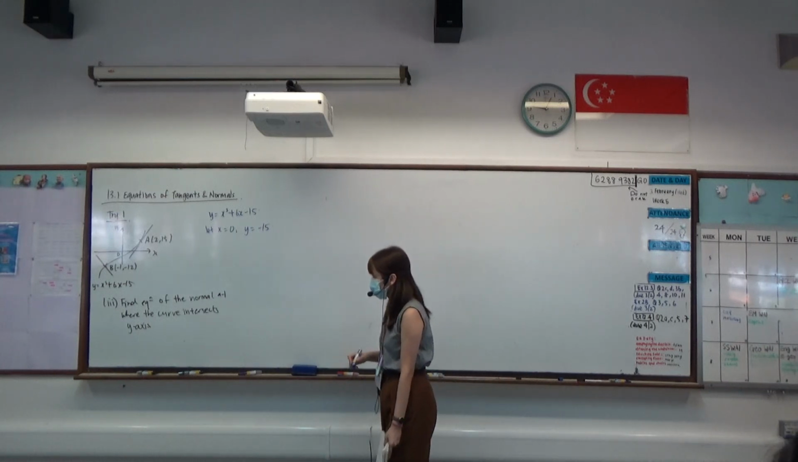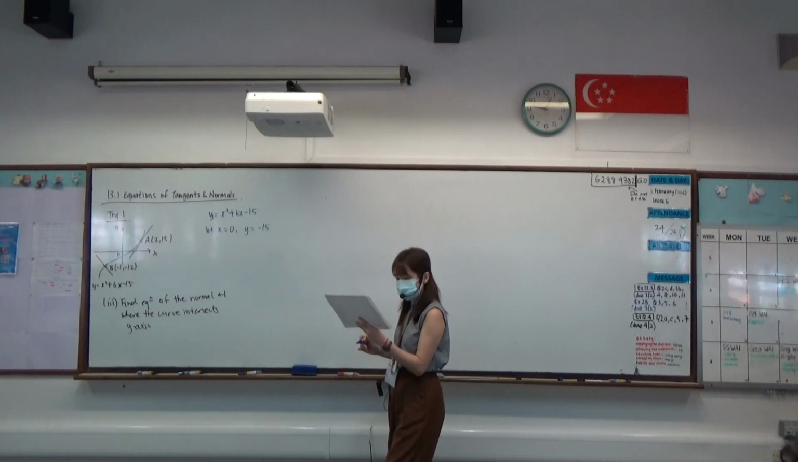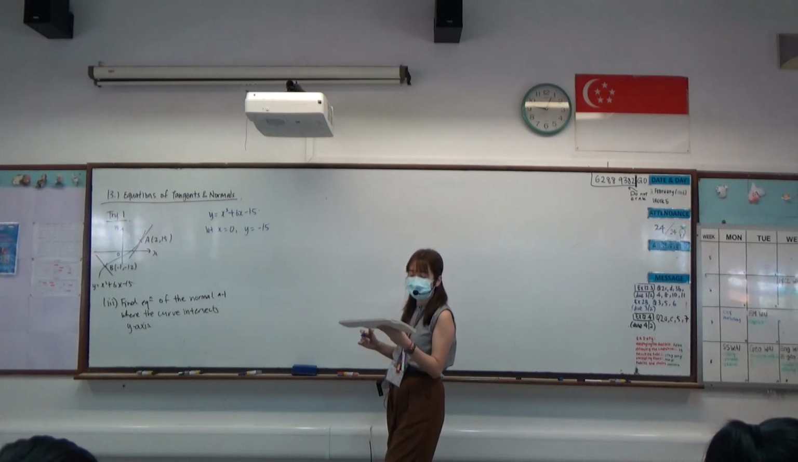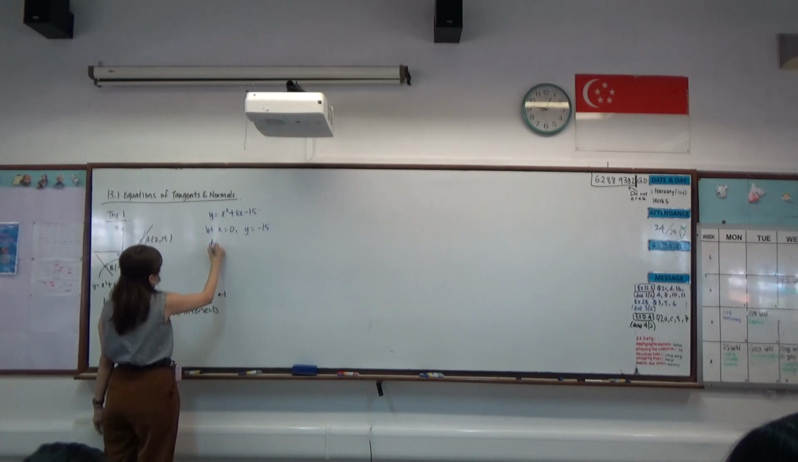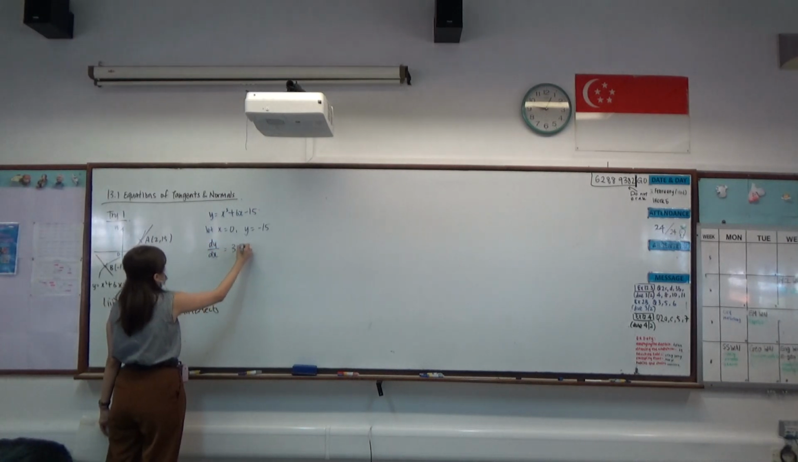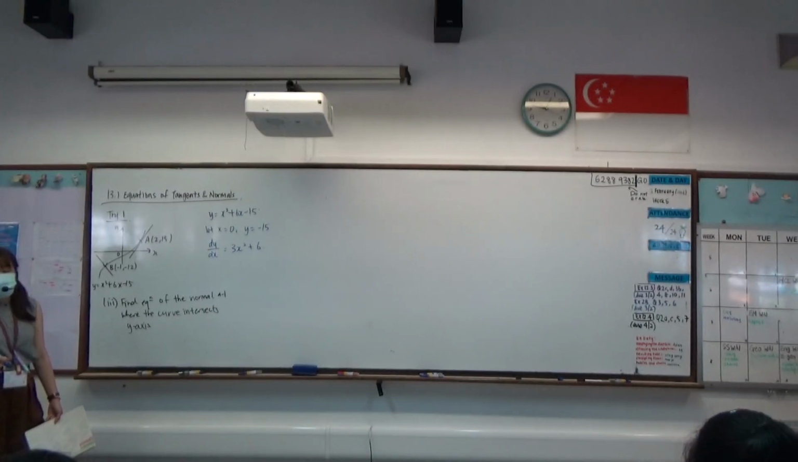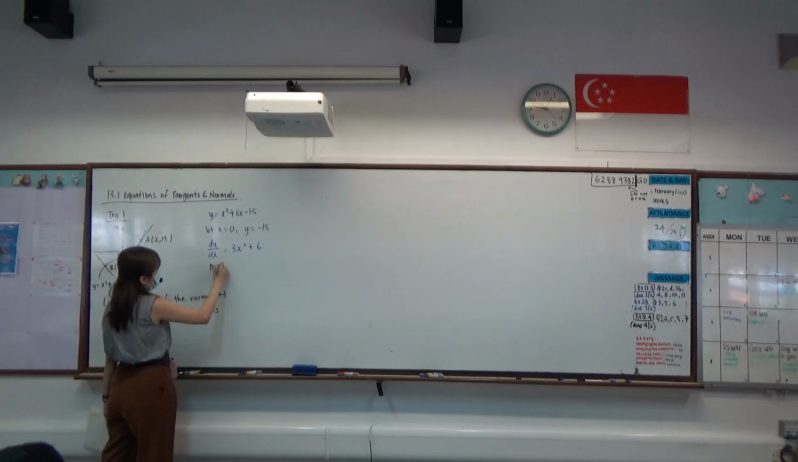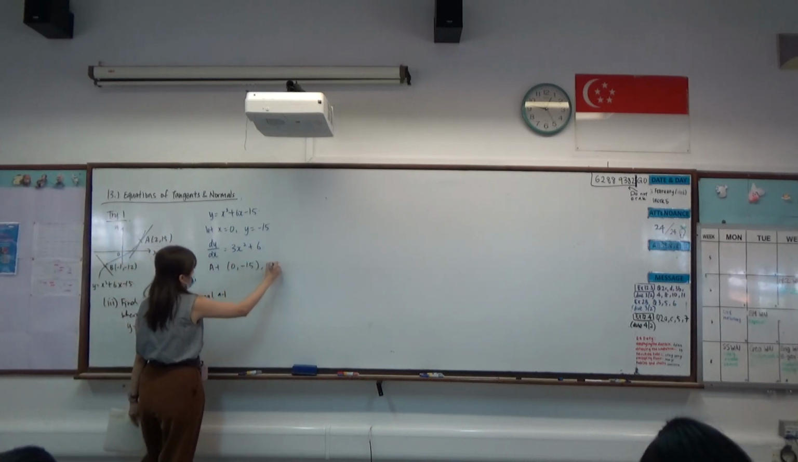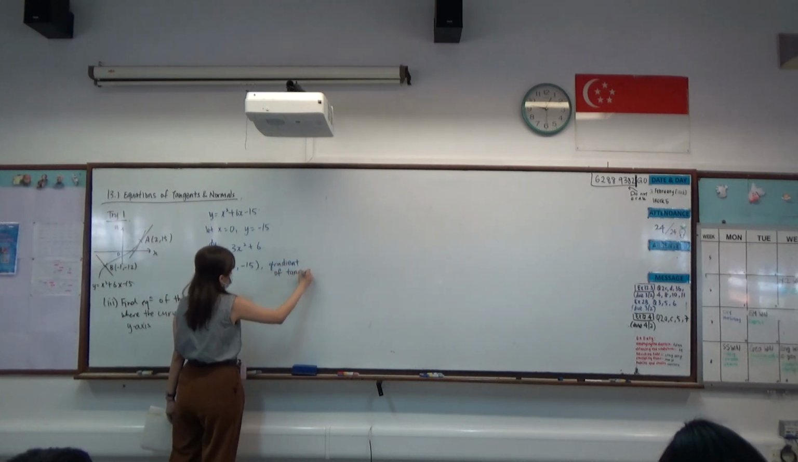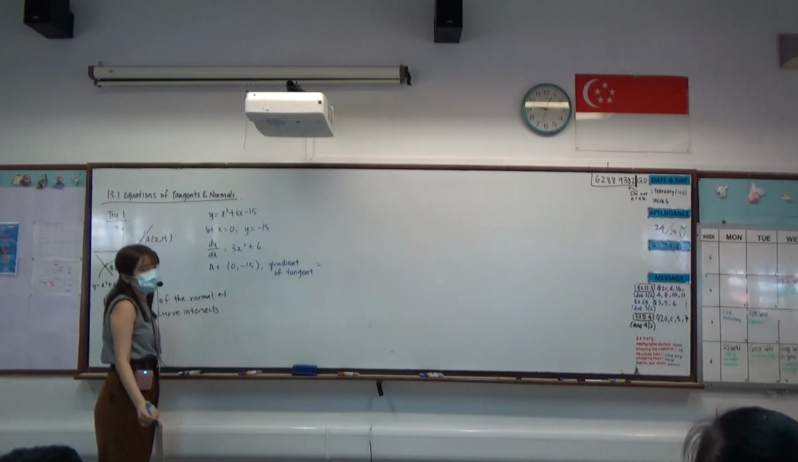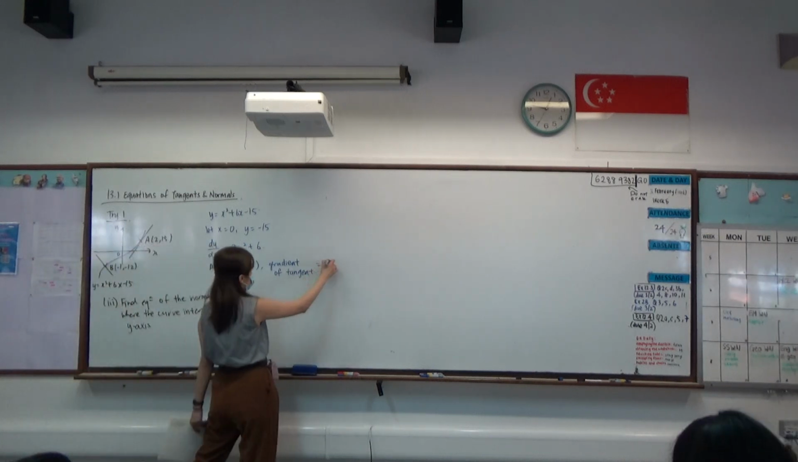But actually, we don't need the y value, right? Because after all, we find dy over dx. We want the x value. Sorry, extra steps here. So our dy over dx will be 3x squared plus 6. We can find out the gradient, and more specifically, it is the gradient of the tangent that we're finding. That will be equal to 6.